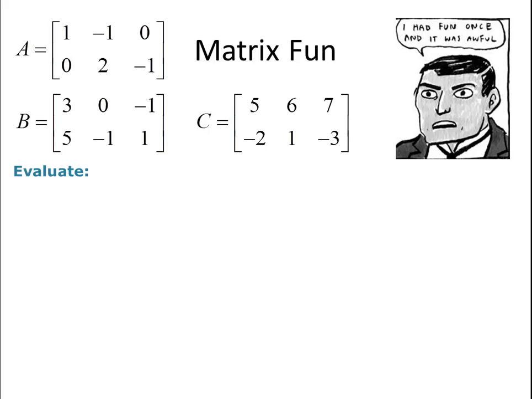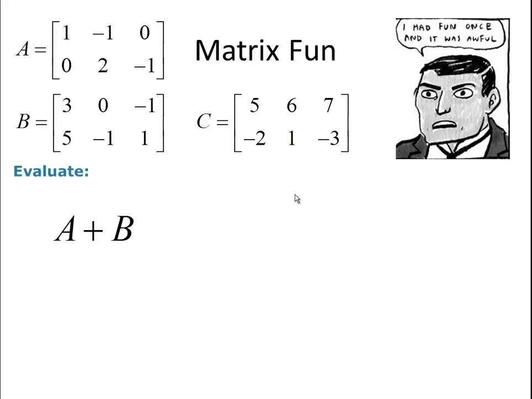Okay, so I've got three matrices here. I've got A, B, and C, and all three of them have dimensions of 2 by 3. They have two rows and three columns for each of these three matrices. Okay, so now we're ready to go.